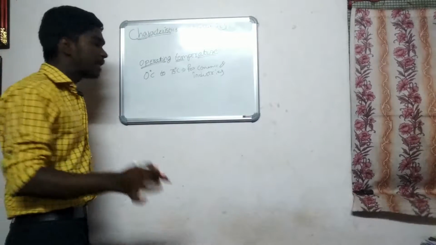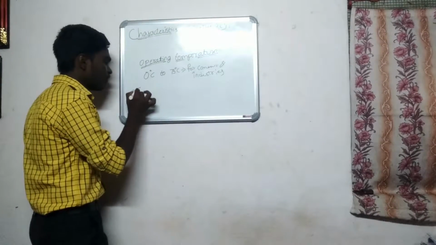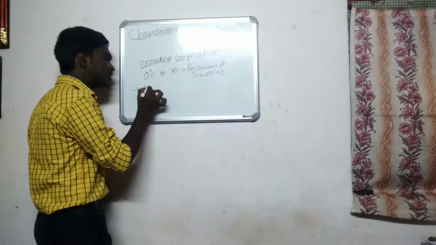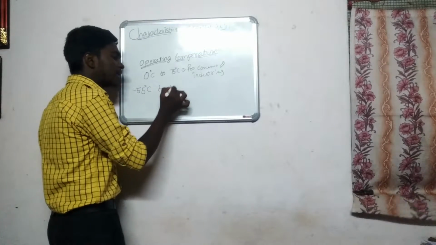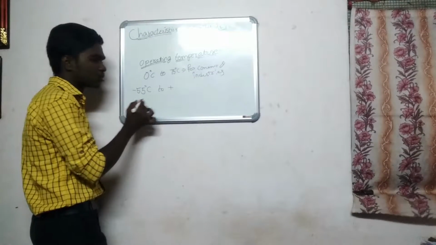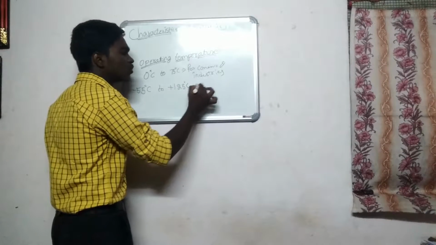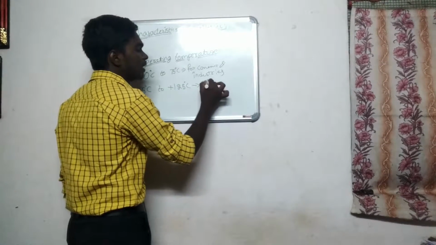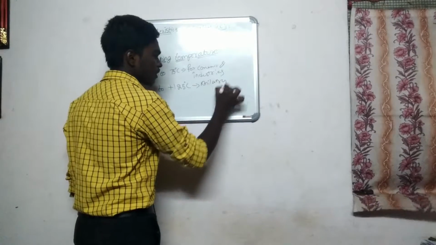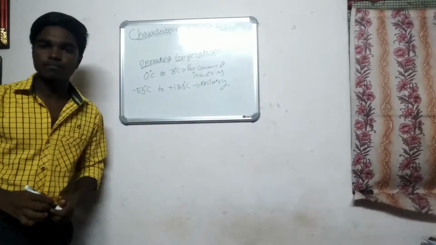And the second type of ICs can perform from minus 55 degrees Celsius to plus 125 degrees Celsius. This is used for military applications. These are all the characteristics of digital ICs.